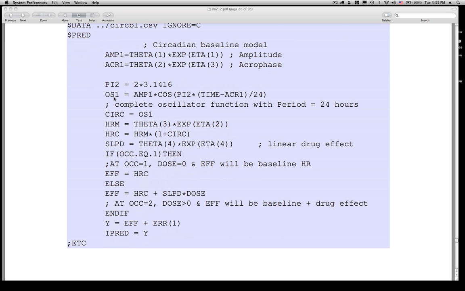We have this first component, OS1, which is the oscillator for period 1. That's amplitude times cosine of 2 times pi times (time minus the acrophase) divided by 24, which is the period. 24 is fixed here. It's not estimated. We're assuming a fixed 24-hour cycle.